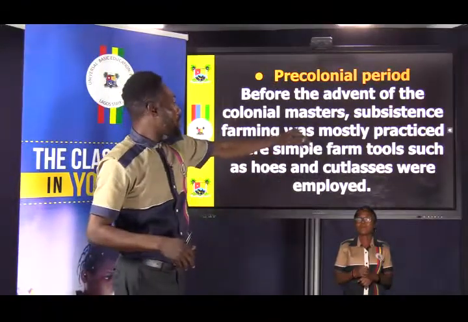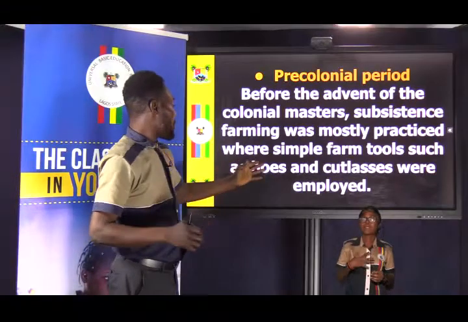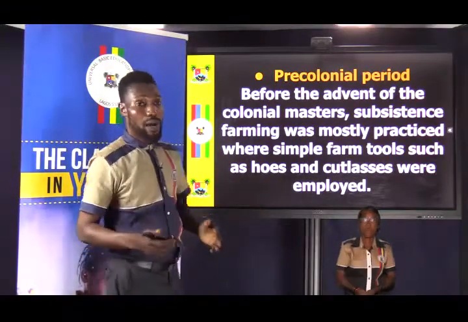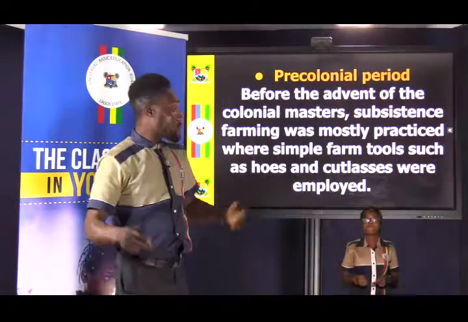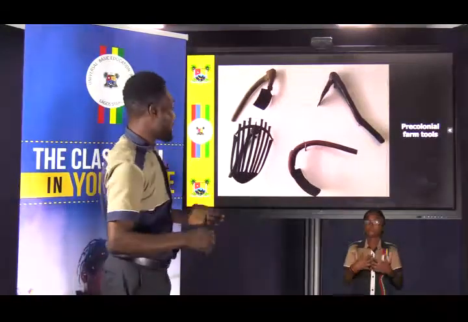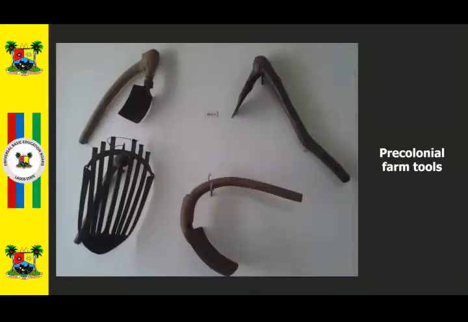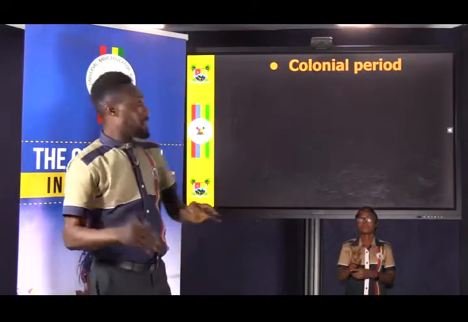So subsistence farming was mostly practiced where simple farm tools such as hoes and cutlasses were employed. The kind of tools they used was hoes, cutlasses, and the use of machines was not in existence then. You can see the kind of tools they used. That is pre-colonial period. Don't forget, we are talking about the historical development of agriculture in Nigeria. Pre-colonial stage I've talked about.